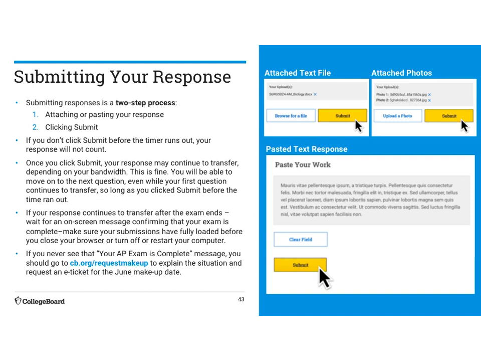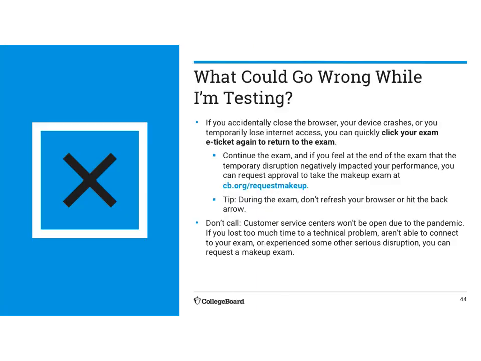You'll submit your response in 2 steps. You'll attach or paste it, and then make sure that you click submit. If you don't click submit before the timer runs out, your response will not count. Sometimes it'll keep uploading in the background, but as long as you have clicked submit within that 5 minutes, you're good. At the very end of your exam, wait for an on-screen message confirming that your exam is complete. If you don't see that, go to cb.org/request-makeup to explain and request a June makeup.